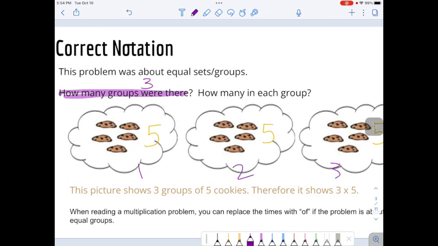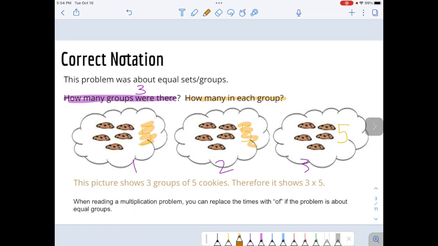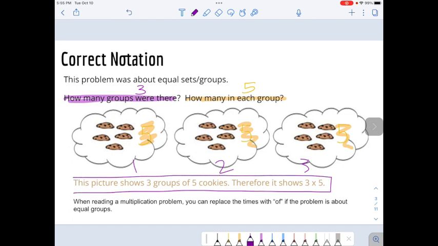There were 3 clouds. How many were in each group? 5 cookies, 5 cookies, and 5 cookies. So this picture shows, we're looking down here in this kind of gold color, 3 groups of 5 cookies. So we're going to call that 3 times 5. Not 5 times 3, because it's 3 groups of 5, we're going to call that 3 times 5.